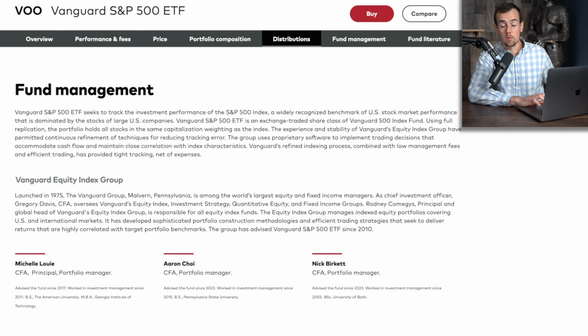You can also down below get more information about the fund managers who are actually picking and choosing the investments, which are, as we said, replicating the S&P 500 as closely as possible. This is going to be a passive style of management, so there is a lot less human involvement, but this is where that 0.03% expense ratio goes towards, is paying these fund managers to allocate the portfolio accordingly.